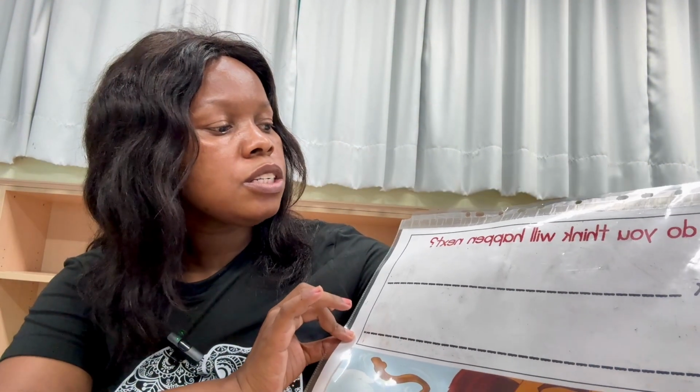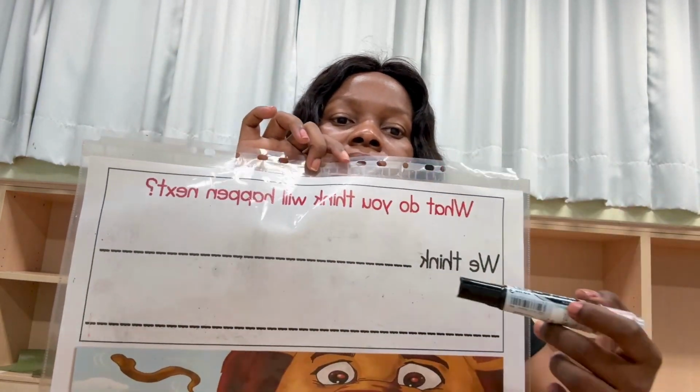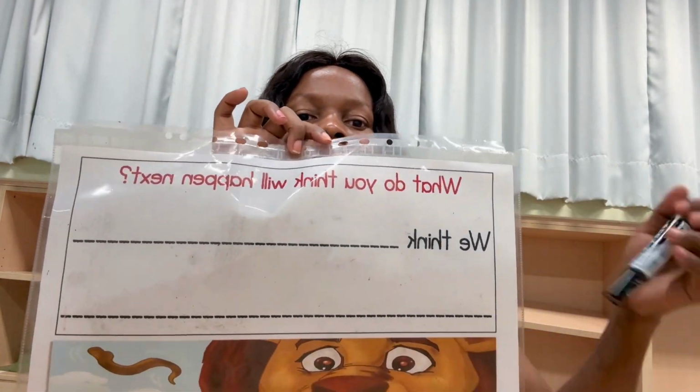At the end of the lesson, after reading the story and doing our activities, I asked the groups to do this activity, which I call predict the ending. This was the question: what do you think will happen next? And then you can give the students a starter sentence. We think, blah, blah, blah. So they have to talk.